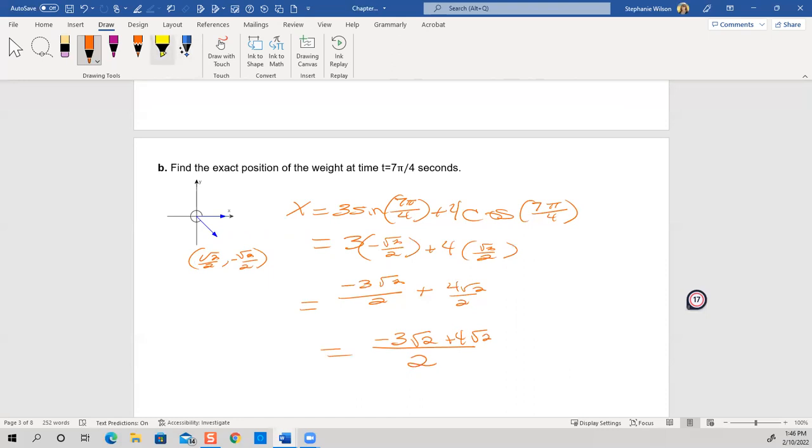And in order to add or subtract anything, they have to have common terms. And this has a square root of 2, and this has a square root of 2. So they are common terms. I'm going to write one extra step. You do not have to write it this way. I just factored the square root of 2 on the outside and said I got negative 3 plus 4, which gives me square root of 2 over 2. And this is the exact position.